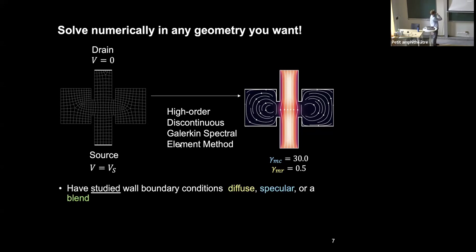In particular, we've studied wall boundary conditions of various kinds, including, you can think that the particles, when they hit a wall, are re-emitted in a random direction. That would be like a dirty wall microscopically. Or you can think that the wall is like a mirror. So the particles, when they hit it, just bounce off, and angle of incidence equals angle of reflection. That would be specular. Or you can try your best to blend them in some phenomenological way.